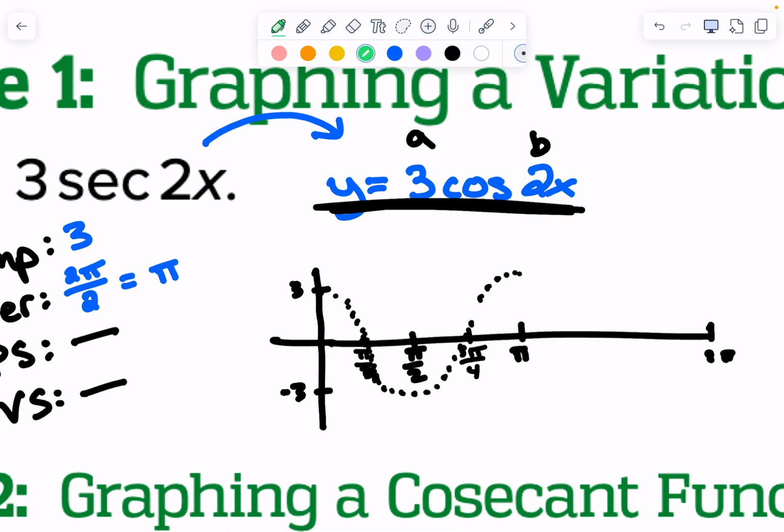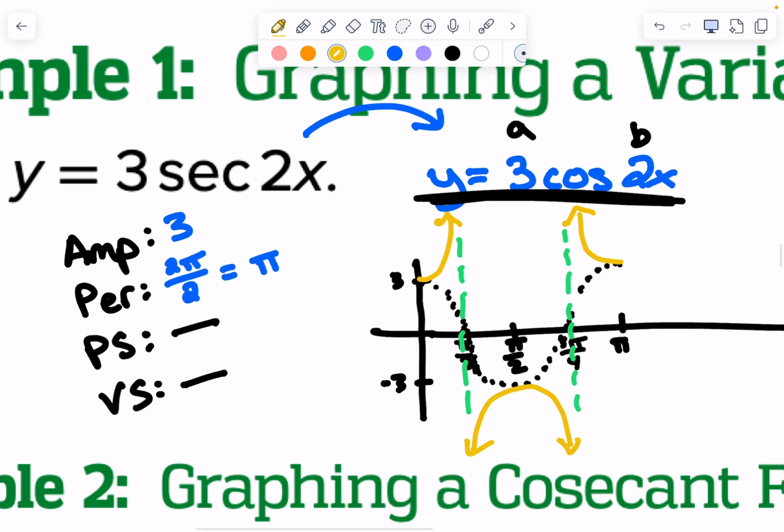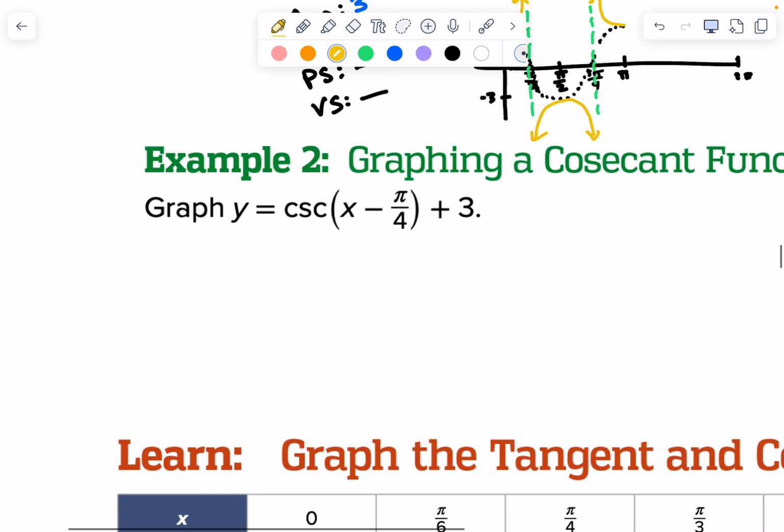Where are my vertical asymptotes going to live? Pi over 4 and 3 pi over 4. Then I do my little parabolas: a half one here, a whole one here, and a half one here, and that is what secant is. So the final answer is the yellow one, not the black one or the green one. If you know how to graph cosine, you know how to graph secant.